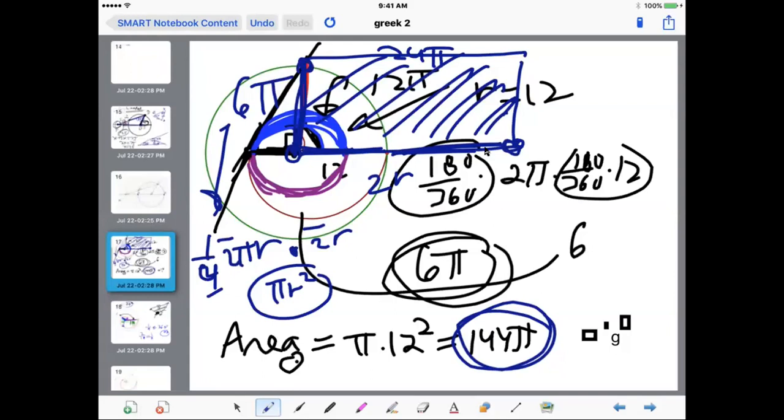Now the pi is not getting squared because the line on the bottom doesn't have a pi in it. It's just 2 times the radius, which is 2 times 12. Oh, area of circle. The circle.